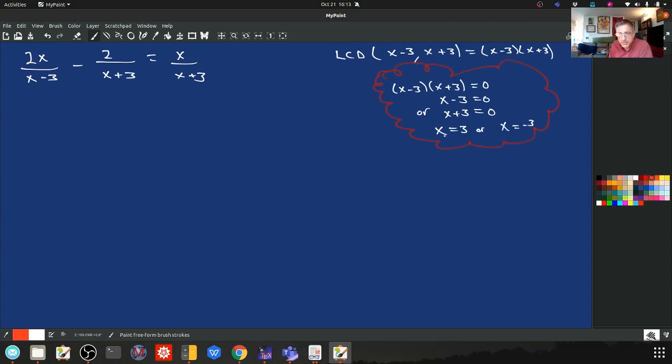And just remember, these are values that have to be excluded in the case that one of our possible solutions is one or more of those values. So, as always, now that I have found the LCD, I multiply both sides by the LCD. And you always leave it factored.